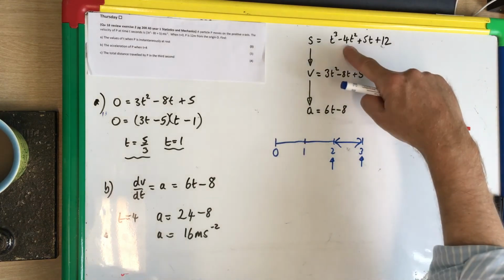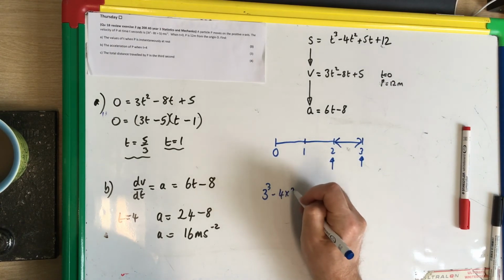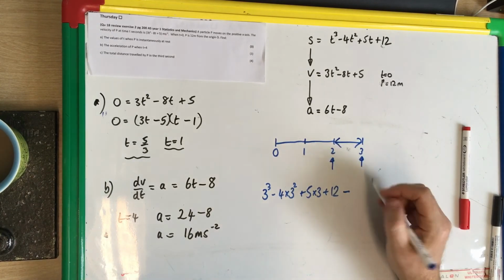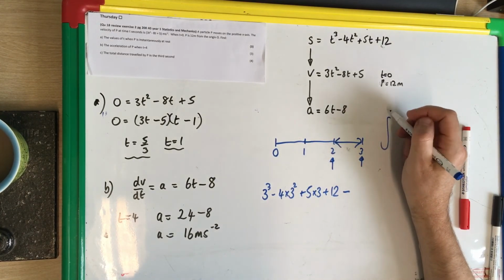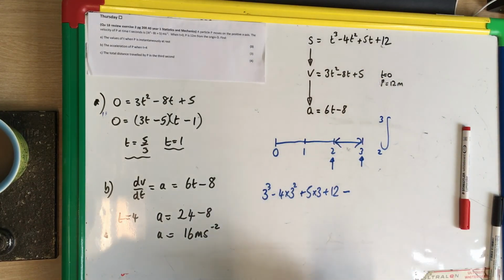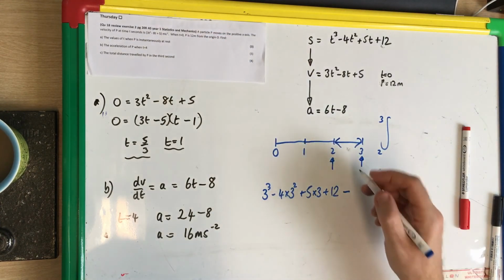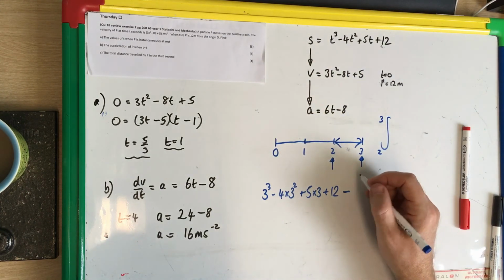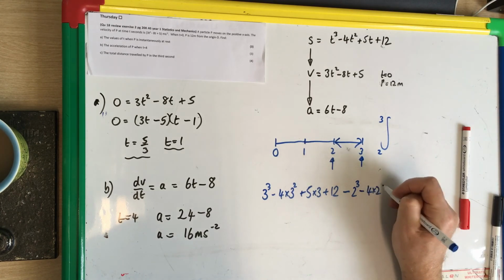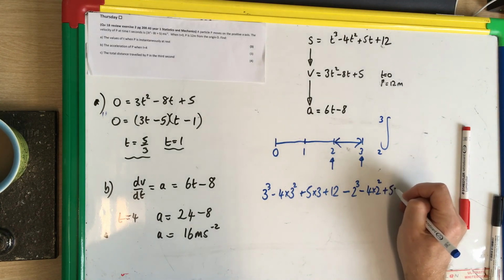Okay, so we're going to put 3 into there. So we're going to go 3 cubed minus 4 times 3 squared plus 5 times 3 plus 12, and minus, we're sort of integrating that between 3 and 2. That's what we're doing. It's the definite integral, so we don't actually even need this 0 and 12 here. And when we put 2 into there, we're going to have 2 cubed minus 4 times 2 squared plus 5 times 2.